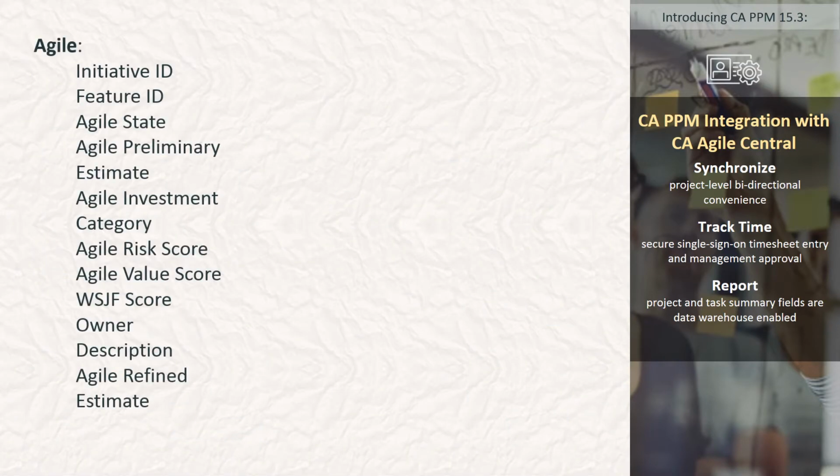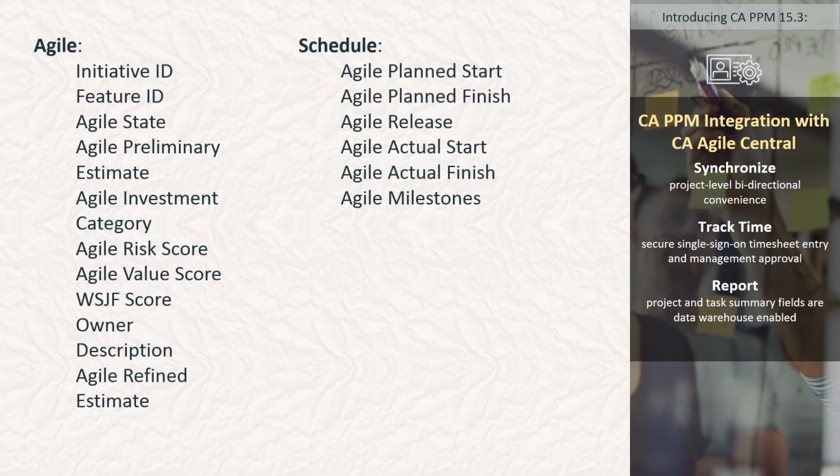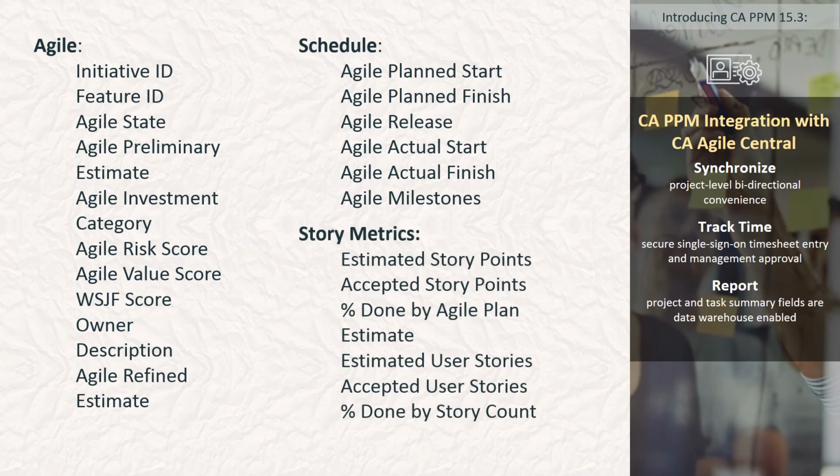You can also access the listed CA Agile Central summary fields in the CAPPM data warehouse. Now your high-performance work teams can design and run reports that include these popular Agile metrics for your projects and tasks.